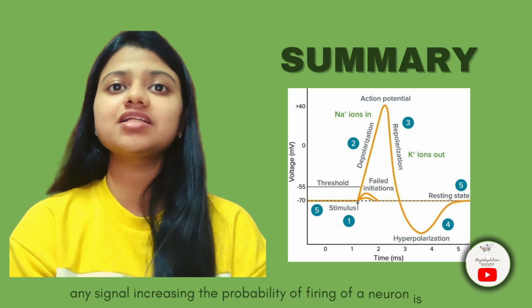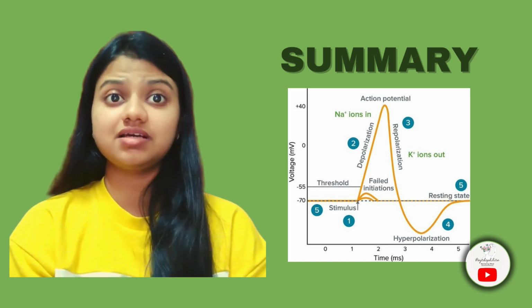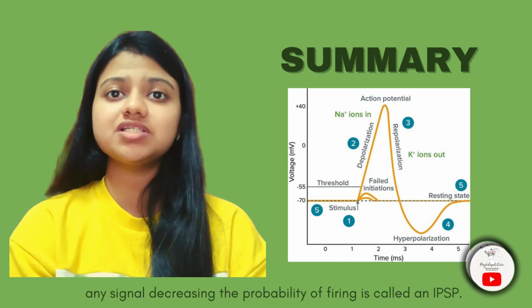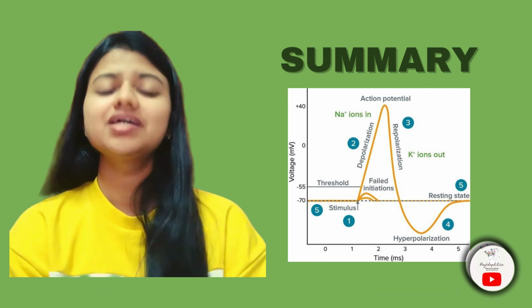Further, any signal increasing the probability of firing of a neuron is an EPSP, and any signal decreasing the probability of firing of the postsynaptic neuron maintains the resting state. This is called an IPSP. In the next video, we will discuss the action potential.